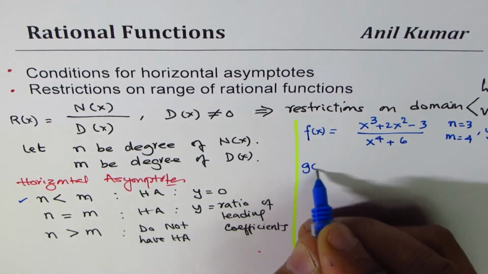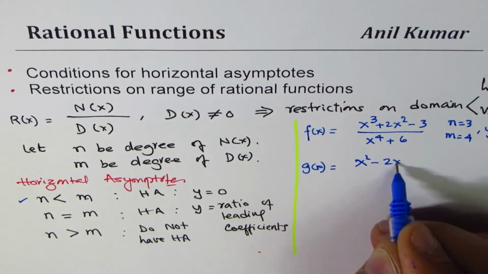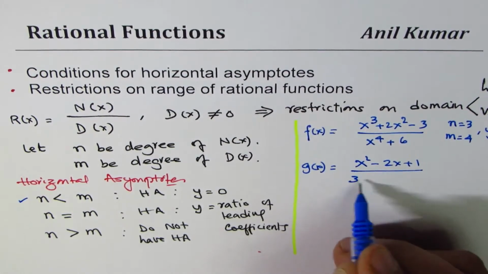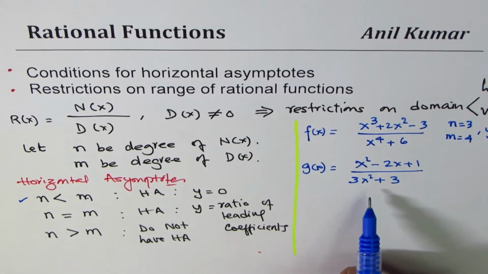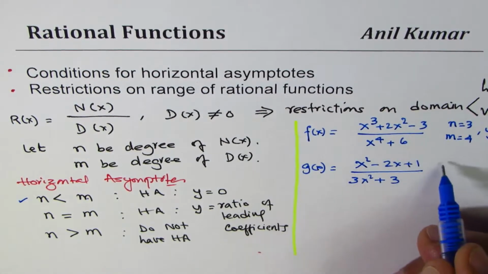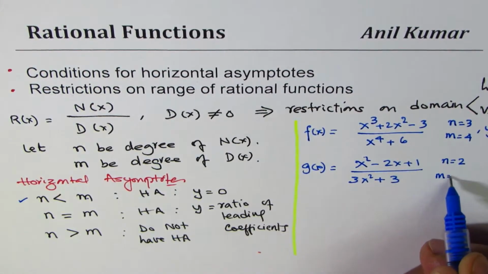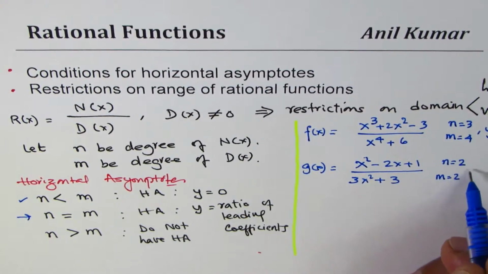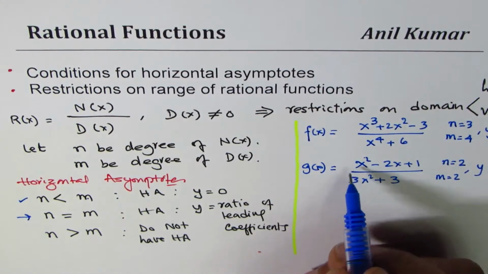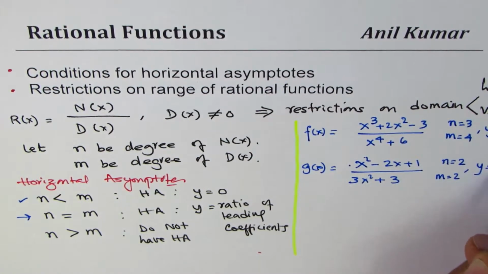Now let's take another example. g of x equals, let's say, x squared minus 2x plus 1 divided by 3x squared plus 3. In this case, the degree of the numerator is 2, that is the highest power, and m is also 2. The degrees are the same, and therefore we do have a horizontal asymptote, the ratio of leading coefficients. What is the leading coefficient of the numerator? 1, right? And the denominator's is 3, so y equals 1 over 3.